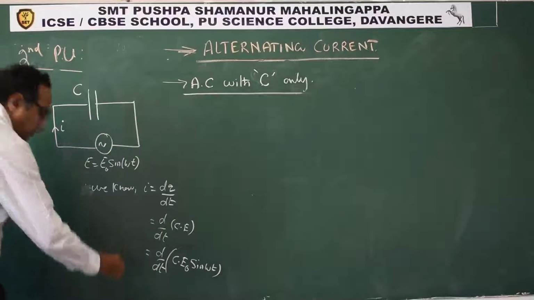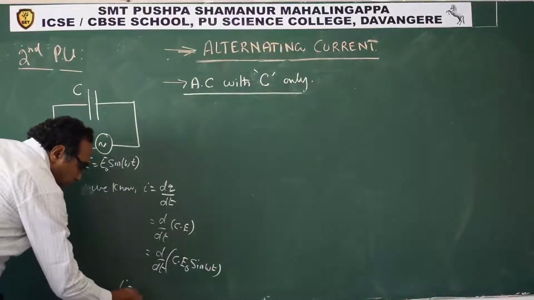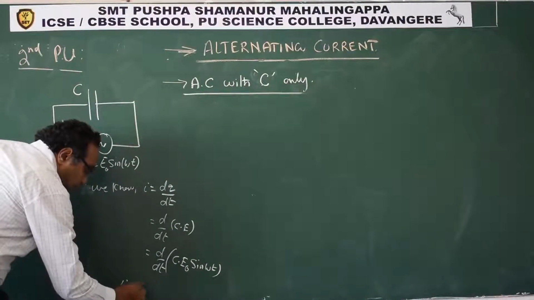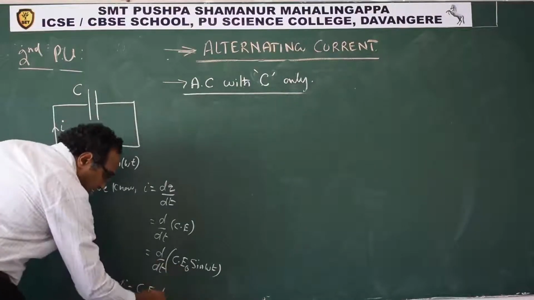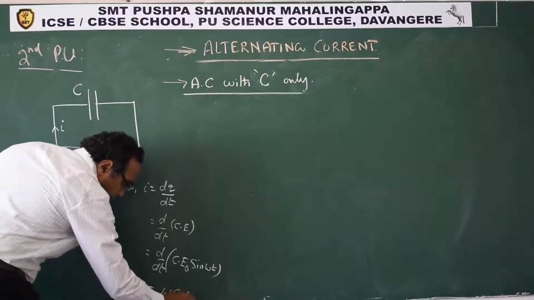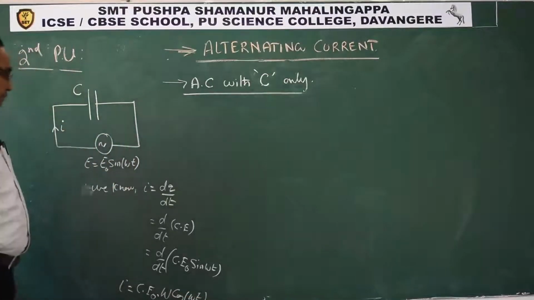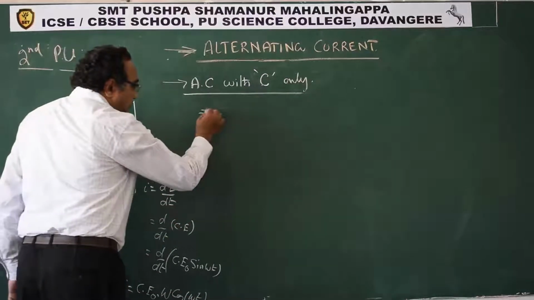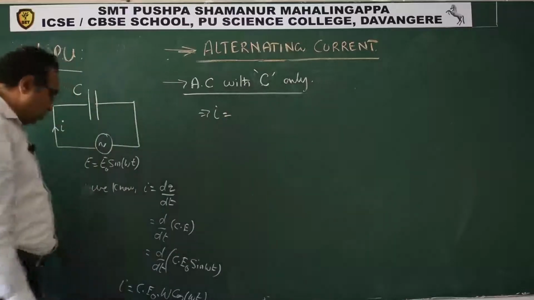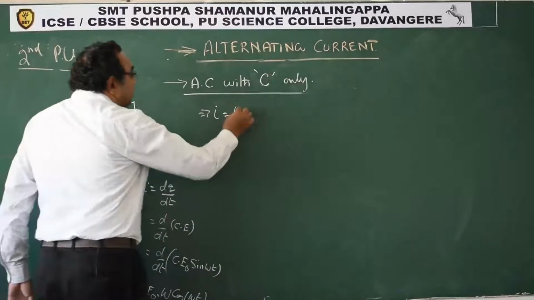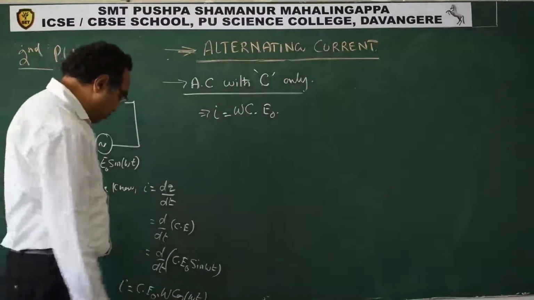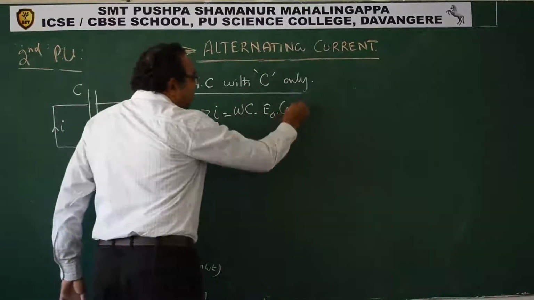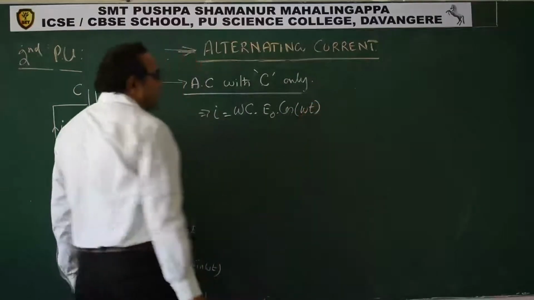So what we get now? I is equal to C E naught. If you differentiate this, what you will get? Omega cos of omega t. So what is the expression for I we are getting? I is equal to omega C into E naught into cos of omega t. This is what we have.